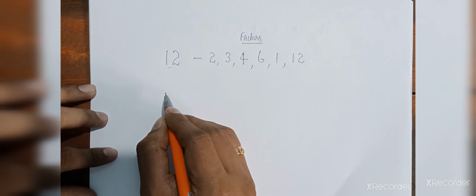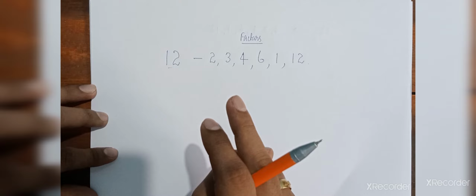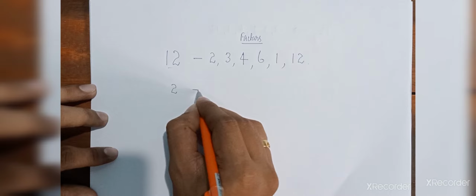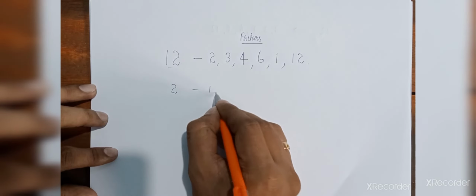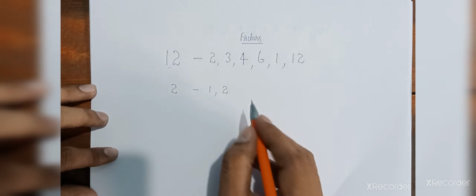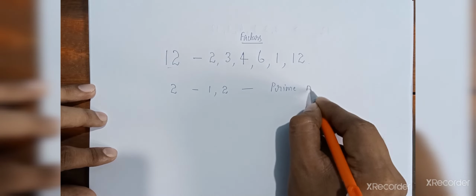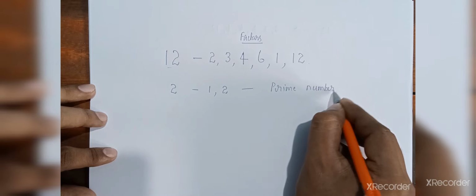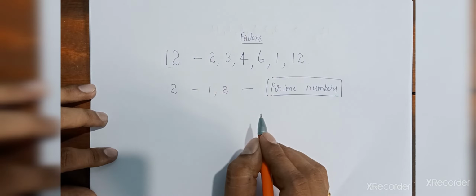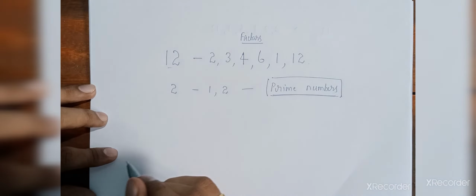So what is a prime number? If any number is having only two factors, that number is called a prime number. So example, 2. 2 has only two factors, that is 1 and the number itself. Any numbers having the factors as 1 and the number itself are known as prime numbers. Clear? Any number having the factors as 1 and the number itself are known as prime numbers.